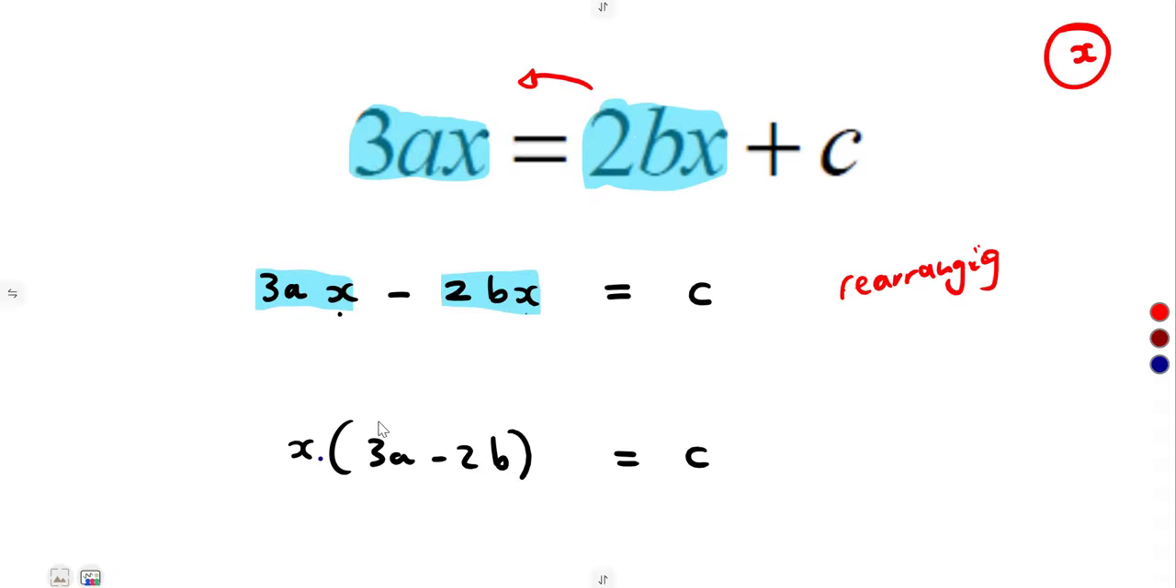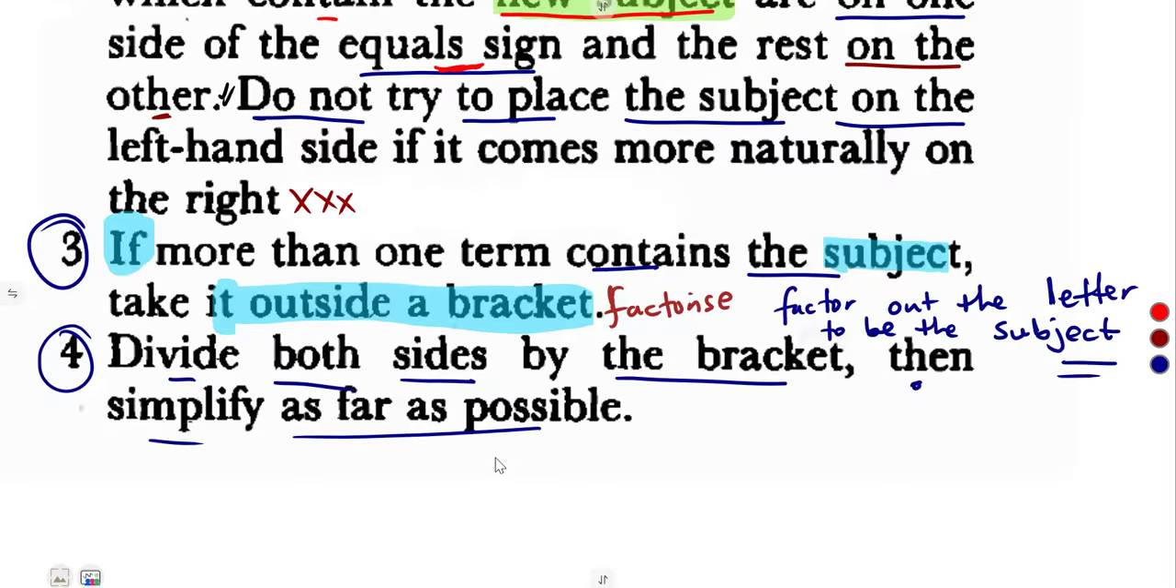So we can say, okay, what is affecting x and how can we remove it? It's this bracket. This bracket is under a product, just like 2x is equal to 3. Under a product, divide by what? By 2. So also divide by what? The bracket. Divide both sides by the bracket.